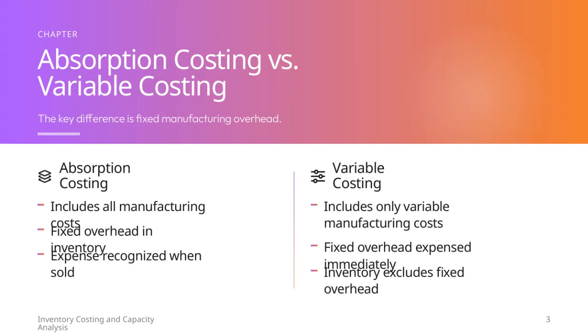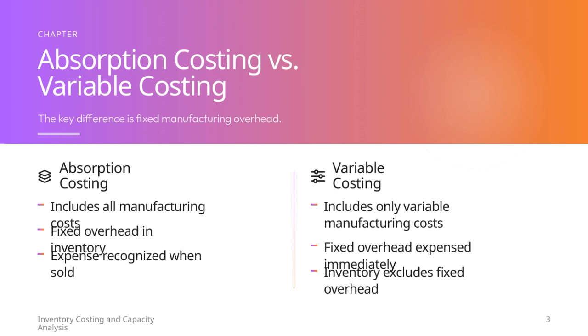When we compare absorption costing and variable costing, the key difference lies in how they treat fixed manufacturing overhead. Absorption costing includes all manufacturing costs, both variable and fixed, in the inventory cost. This means that fixed overhead gets absorbed into the product cost and remains in inventory until the product is sold. The expense is only recognized when the product is sold.